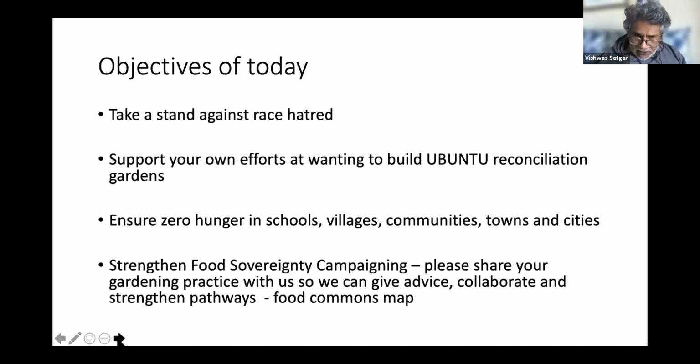And of course, we want to strengthen food sovereignty campaigning. So we want you to share your gardening practices. We're hoping many of you have come here ready to set up your gardens, because we've sent out this call over 2 weeks ago. And we are using this platform to share knowledge, to give advice, to collaborate, and to strengthen pathways. We're hoping that this will be the beginning of an ongoing relationship. We'd like you all to embrace the South African Food Sovereignty Campaign, to log and register your garden in our Food Commons map, so that we can constantly work and support each other and build.